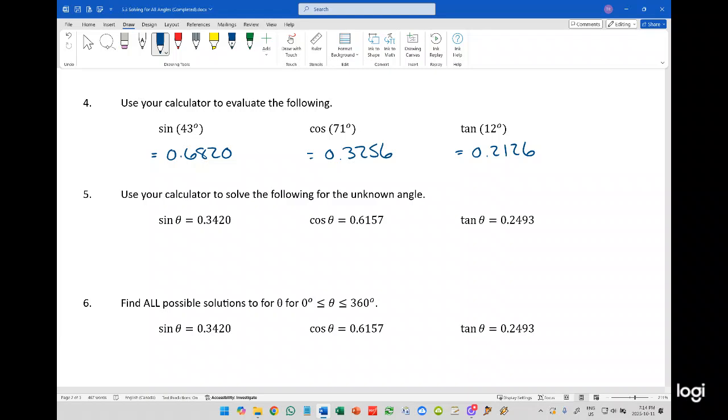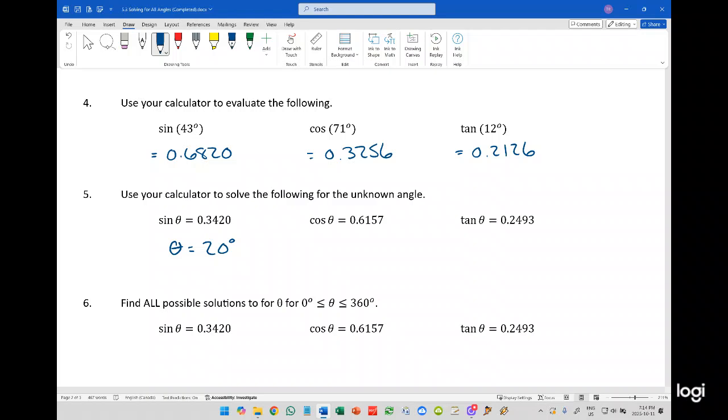Okay, so we've been doing this for forever, punching angles in and getting a trig ratio out, basically a decimal number. Now what we're going to do is use our calculator to solve the following. So basically work backwards. And again, we've done this before. We did it in the last couple lessons. So what I do is in my calculator, I put in 0.3420 inverse sine, and it gives me 19.998. That's 20 degrees. So 20 degrees is what my calculator says.